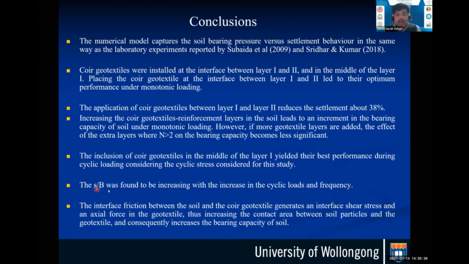The settlement was found to increase with cyclic load and frequency. The interface friction between the soil and the Coir geotextiles generates an interface shear strength and an axial force in the geotextiles that basically contributes towards the increased bearing capacity and reduction in the settlements.